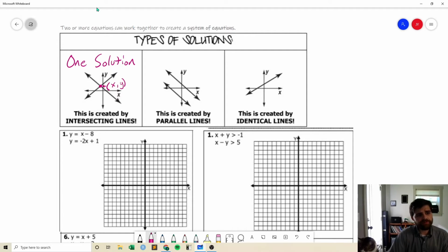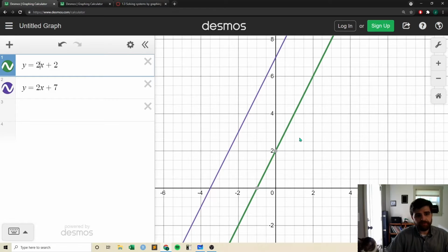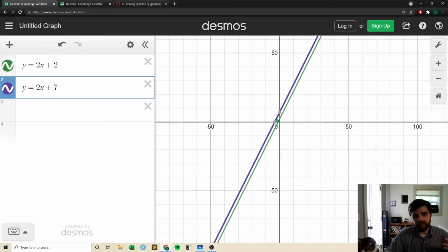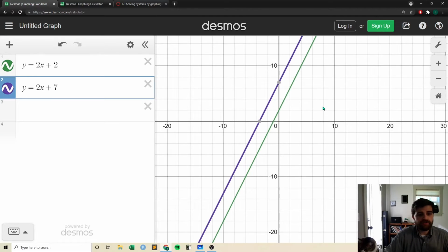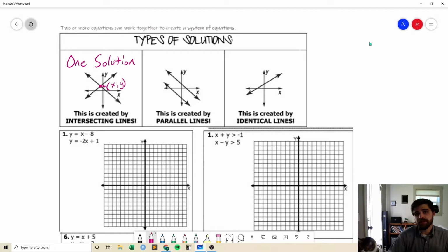We could also have a situation where our two lines have the same slope. So if this also had a slope of 2, then we'd see two parallel lines. These lines will never, ever intersect. So we have no solution. There is no combination of x and y. There is no point that solves both. So this would be no solution.